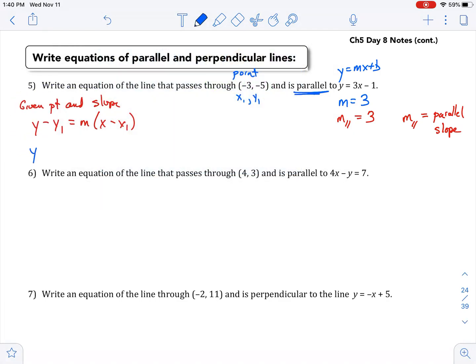And as I do this, it's y minus this y coordinate here, which was negative 5, equals the slope that they gave me, which was 3. And I'm going to keep the same slope because it's parallel. And then it's x minus this x coordinate here, which was a negative 3. We're going to recognize some double negatives there. The answer here would be y plus 5 is equal to 3 times parentheses x plus 3.